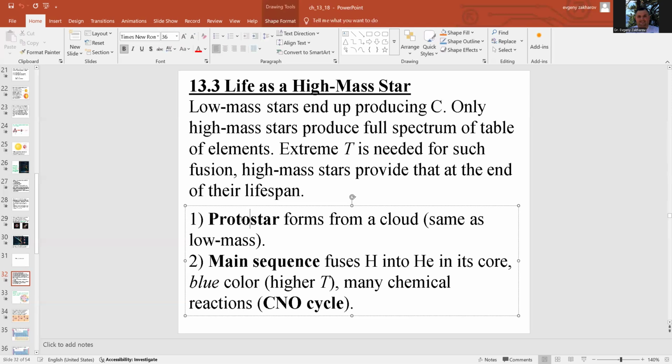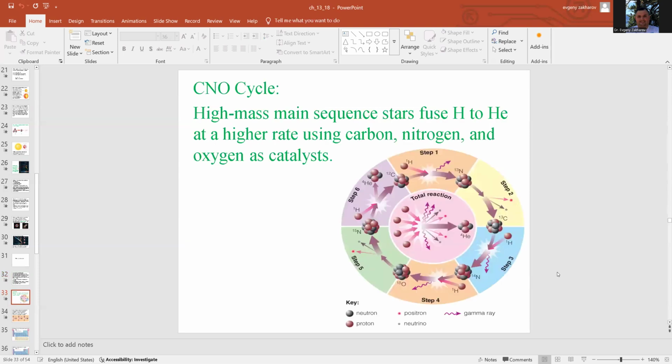And they start as protostars again in the main sequence stage. Same thing, hydrogen into helium inside the core, but with a little bit of a twist. First of all, different color, and what we also call the CNO cycle. And there is a question on what is a CNO cycle, and your answer should include three things. So first of all, it's only for high mass stars. Second, it's only for main sequence. And don't just say CNO like carbon, nitrogen, and oxygen. You have to say that they are catalysts.